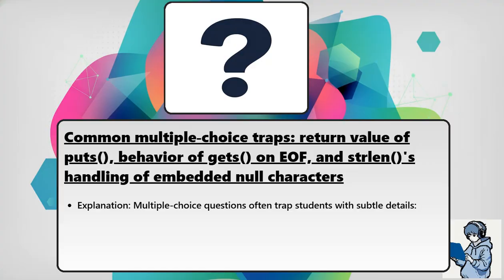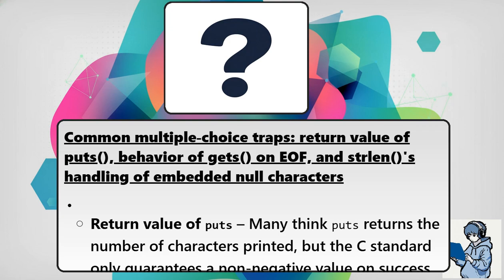Explanation: multiple choice questions often trap students with subtle details. Return value of puts. Many think puts returns the number of characters printed, but the C standard only guarantees a non-negative value on success and EOF on failure. Therefore, an answer stating the length of the string is wrong.